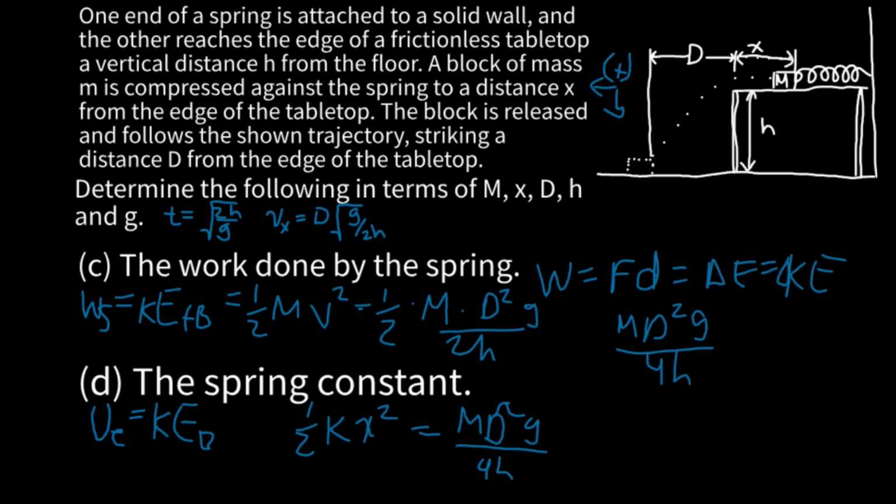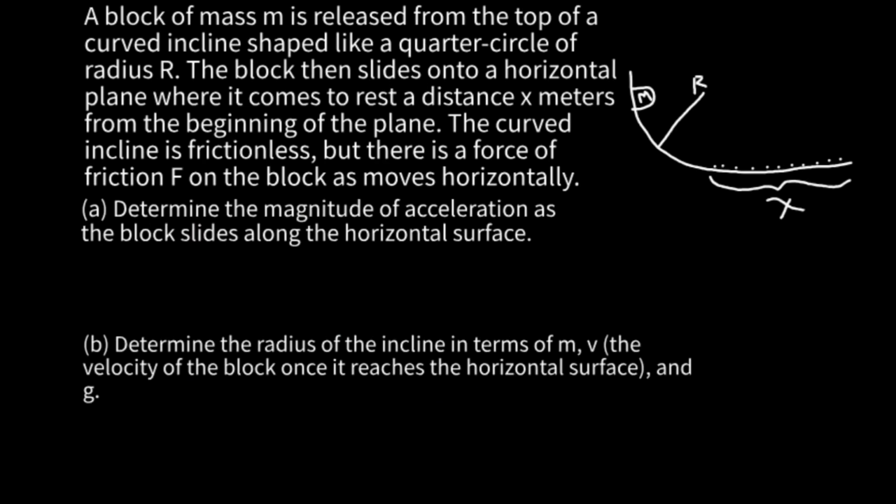Alright, now we just want to solve for k, so we could say that k equals, we can get rid of this 1/2 by multiplying by 2, then this 4 becomes a 2, so we can say that k equals m d squared g divided by 2h x squared. And that's it for this problem. This is our final free response question for this video.